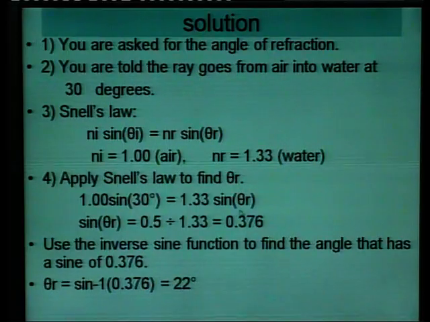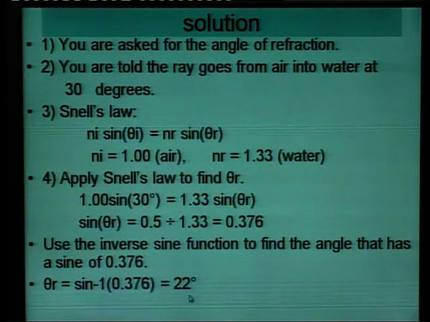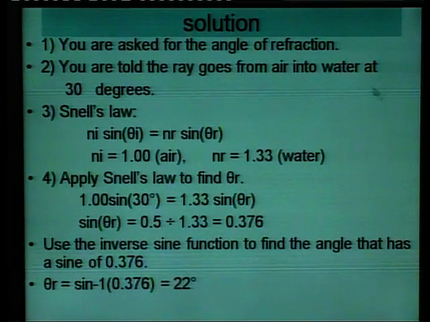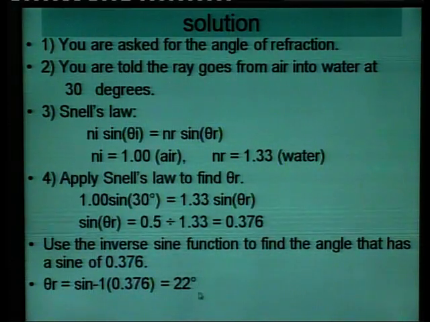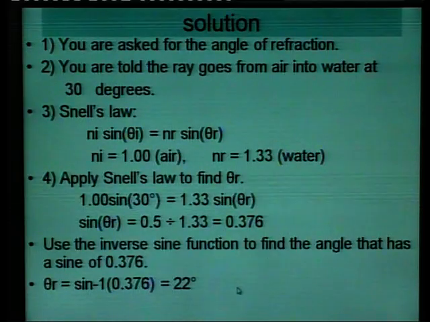So sin theta r, this will be equal to sin 30 is 1 by 2, that is 0.5. So 0.5 divided by 1.33. So solving this comes out to be 0.376. So sin theta r is equal to 0.376, and finding the inverse sine function, the value of the angle theta r is sine inverse 0.376, this comes out to be 22 degree. So using Snell's law we can solve this problem. The solution comes out to be 22 degree.